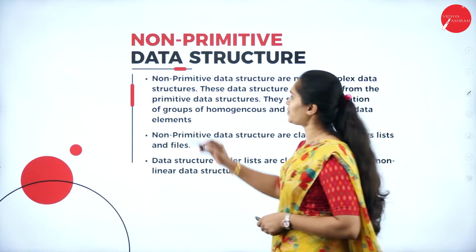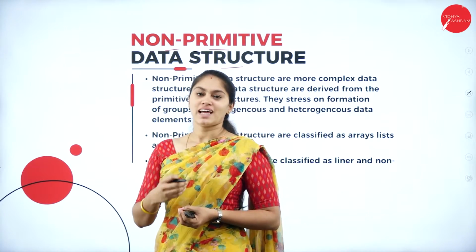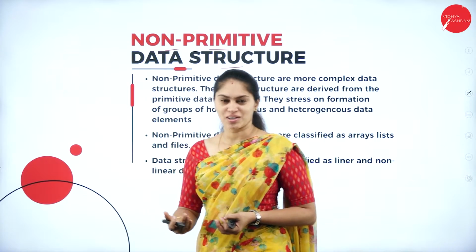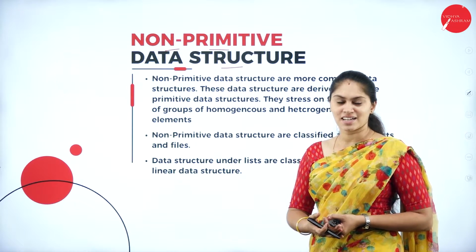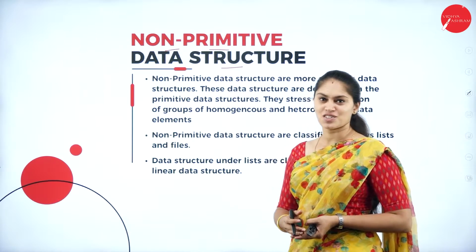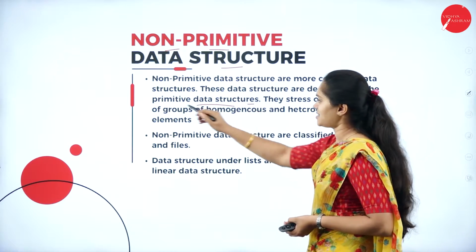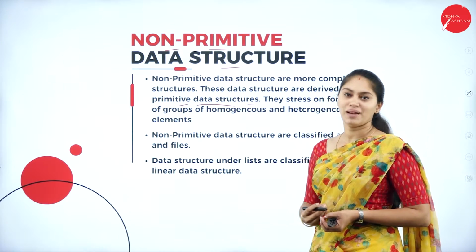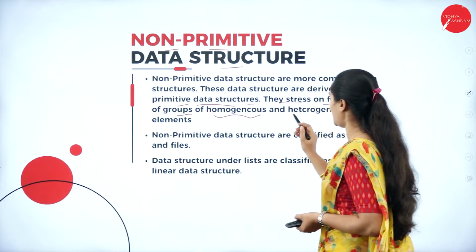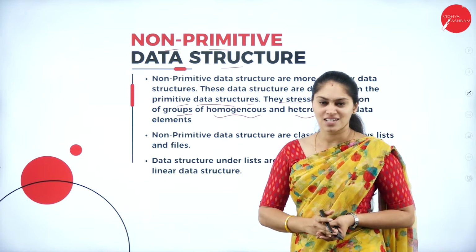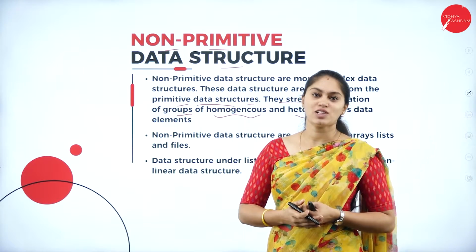Now we'll see the next one, that is non-primitive data structure. As we all know, the primitive data structure is operated on by machine instructions, but when it comes to the non-primitive data structure, it is mainly related to complex data structures. Why am I considering this as a complex data structure? Because non-primitive data structures are derived from the primitive data structures. That is why it is considered a complex data structure. And they mainly stress the formation of groups of homogeneous as well as heterogeneous data structures. That means it can be a combination of the same kind of data elements or different kinds of data elements.